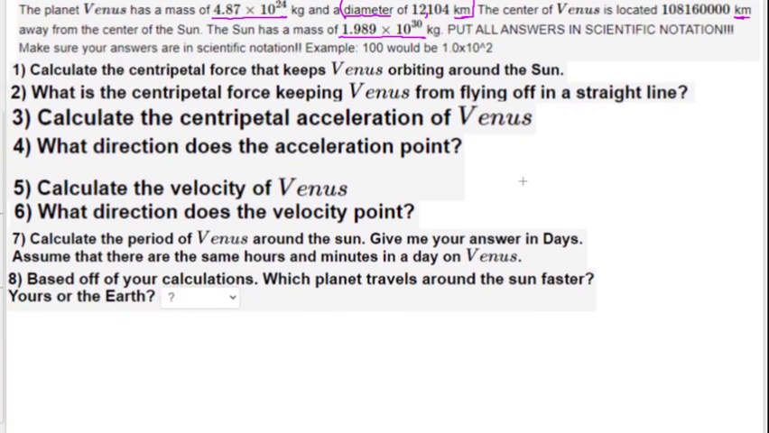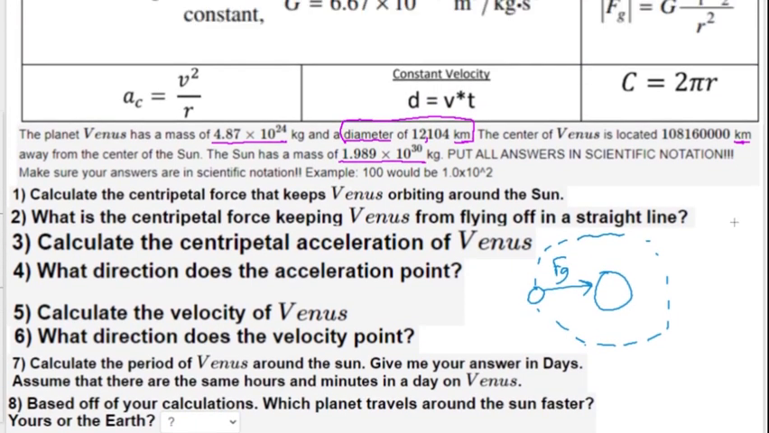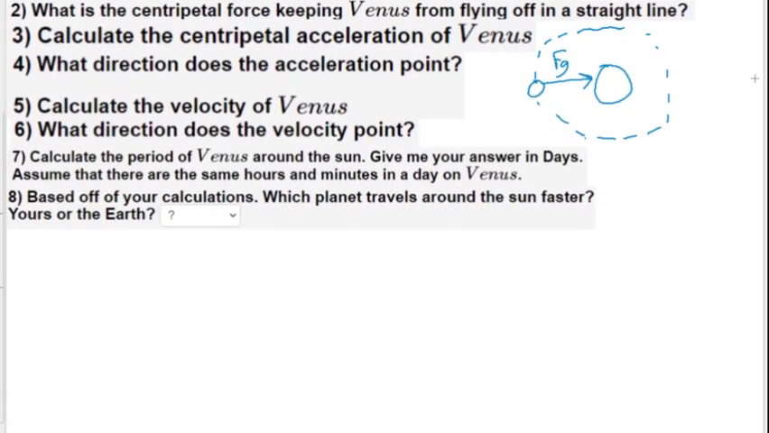And if we were to draw a diagram really quick, we would have Venus, and then we'd have the sun. And we know that Venus is moving around the sun in this orbit, like we said before. Why is it moving around the sun? What force is pulling it towards the sun? Well, that would be force of gravity. So force of gravity is pulling it towards the sun. So now that we know what that centripetal force is, we can go ahead and use the appropriate equation. We have our universal law of gravity right here. So let's go ahead and use that.